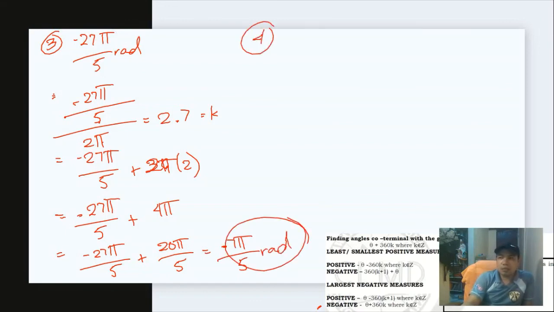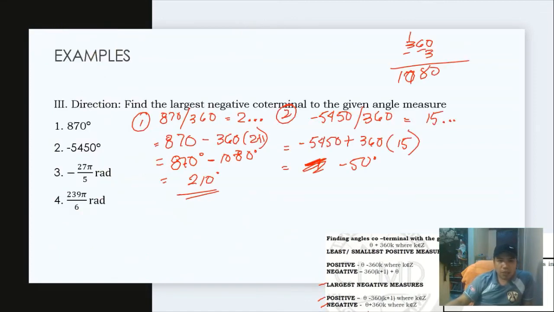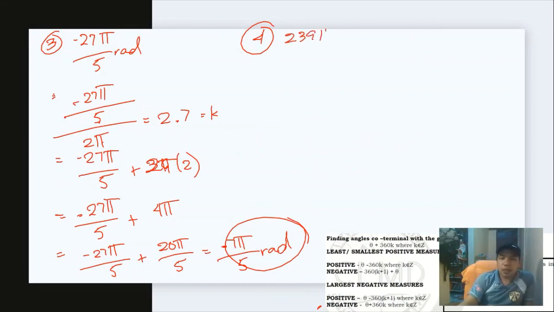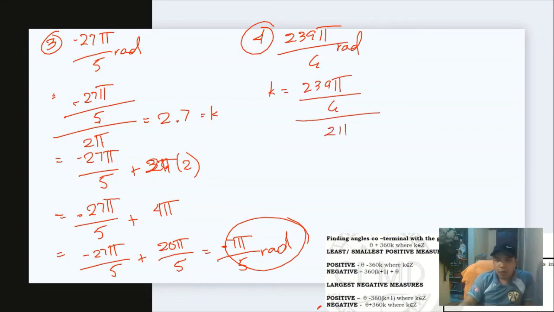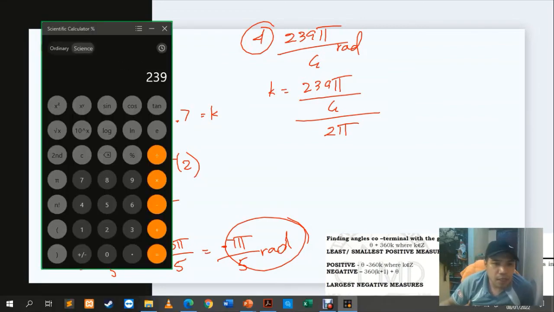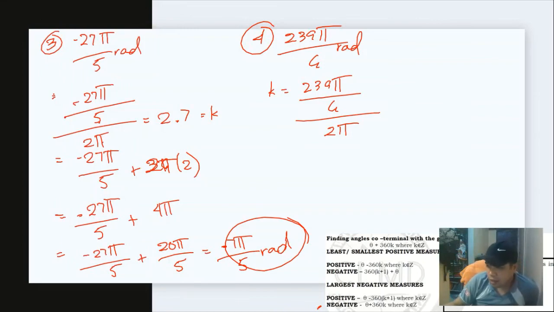And finally, last number, 239 pi over 6. 239 pi over 6 rad. So, k is equals to 239 pi over 6 divided by 2 pi. So, magkakaroon ng 12 doon. 239 divided by 12. So, ang value ng k is 19.91, 19.92. 19 ang kailangan.